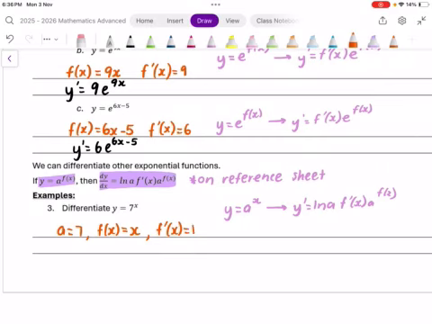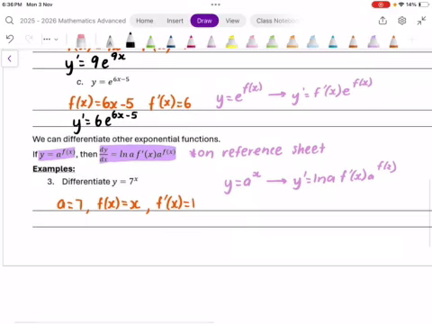So what this means is our y dash will equal ln a, so ln 7, lots of 1, so times 1, times our a, which is 7 to the power of x. Sorry, I should have given you an extra line, but what this then just equals is ln 7 times 7 to the power of x.